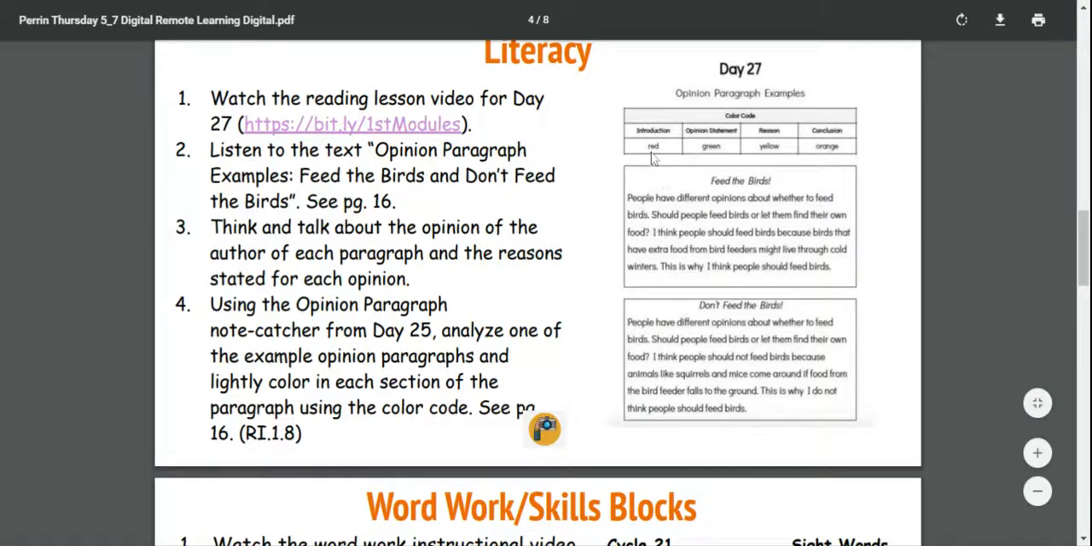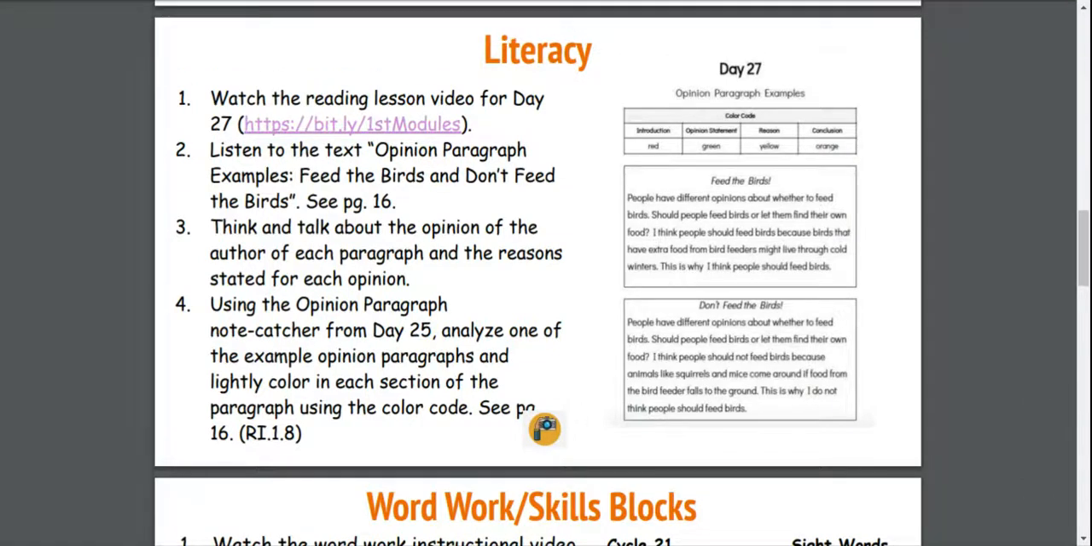So the introduction, I want you to color it in red. You can just underline it, color it. If you don't have crayons, your parents can go to the school today or tomorrow to pick up new supplies if you need them. Then the opinion statement, green, the reason, yellow, and the conclusion, orange.